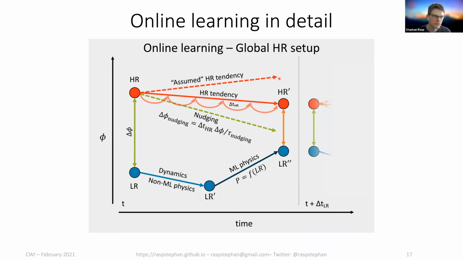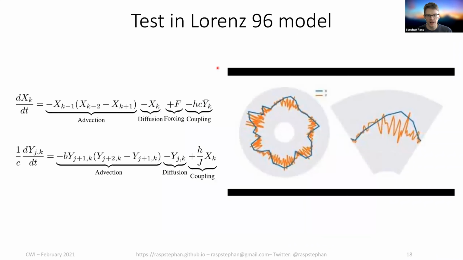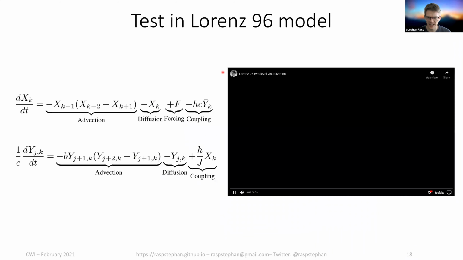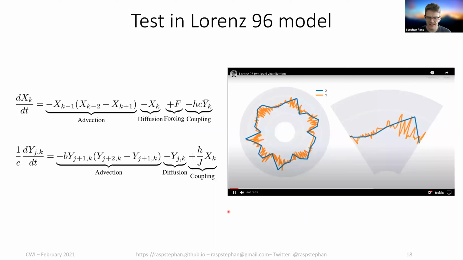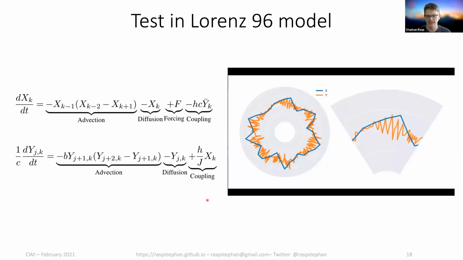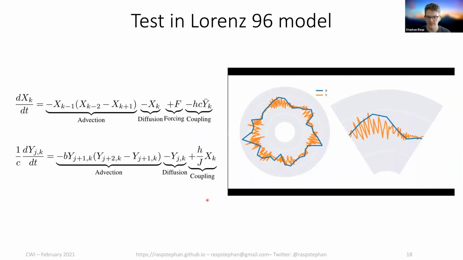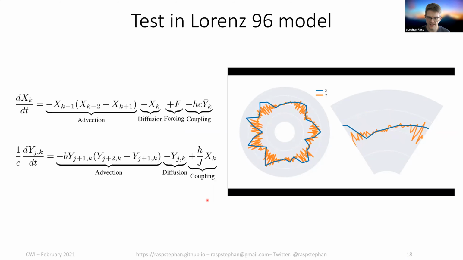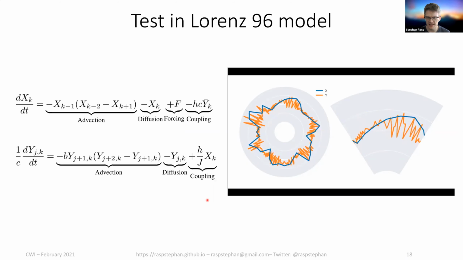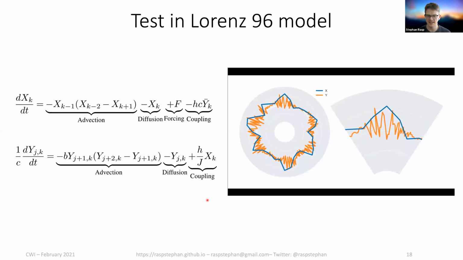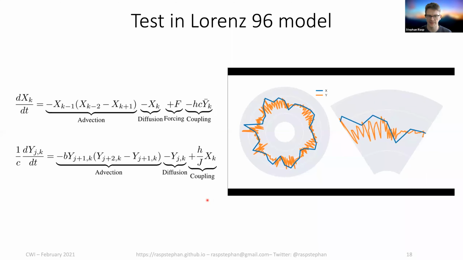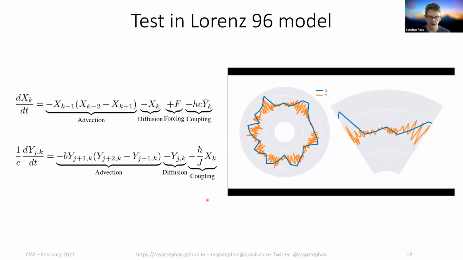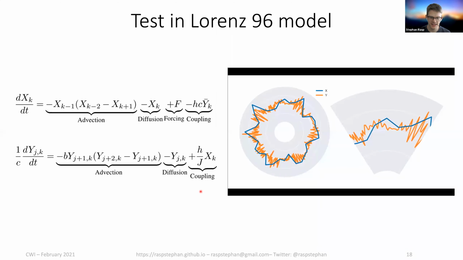Now, does it work? Well, it does in a simplified setup. So I'm not sure if you're familiar with this model. This is the Lorenz 96 model. So Edward Lorenz, often regarded as one of the founding fathers of chaos theory with his famous 1963 three-level model, the butterfly model. He came up with another model in 1996.